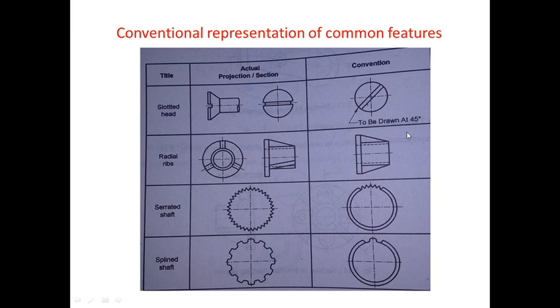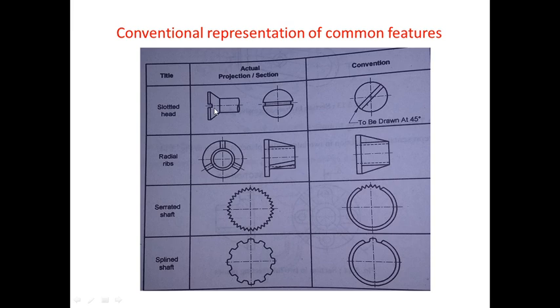Conventional representation of common features. Now, in order to represent different machine components, we again use some symbols, that is conventional representation. For example, if you want to show a slotted head, this is a screw, the lower part is the shank and the upper part is the head. Now on this head a slot is created so that it can be tightened properly. This slot is provided for tightening the screw on the workpiece.